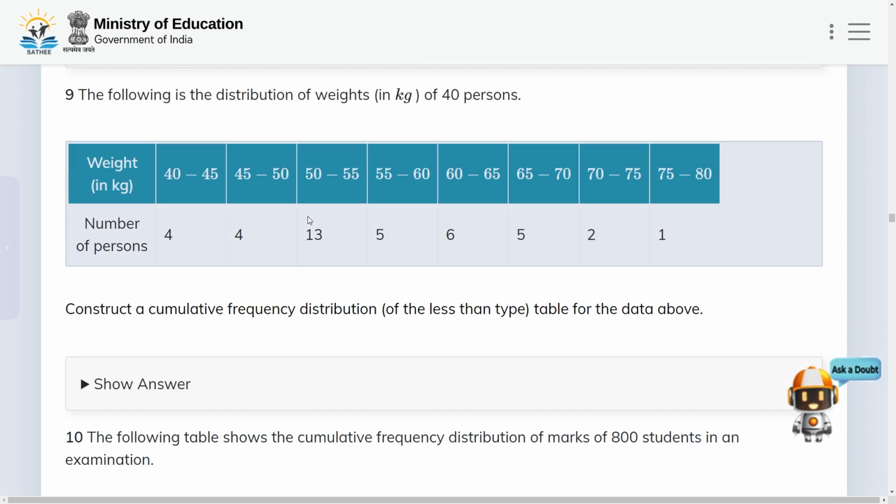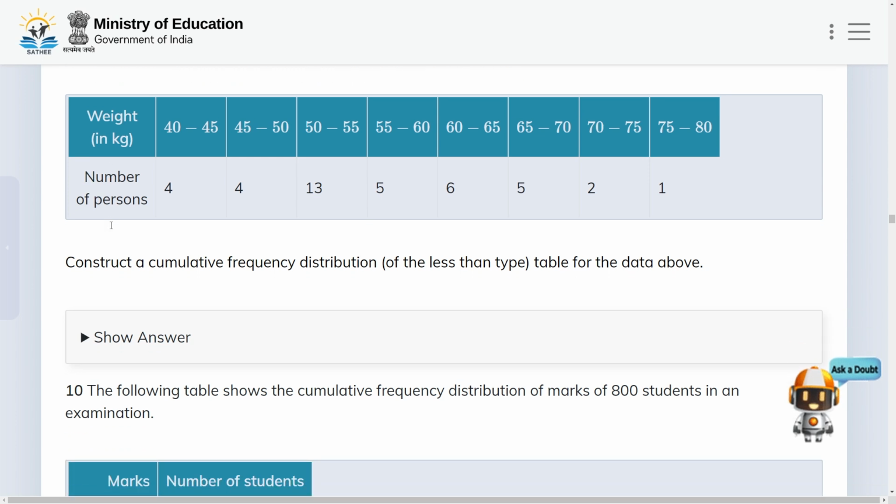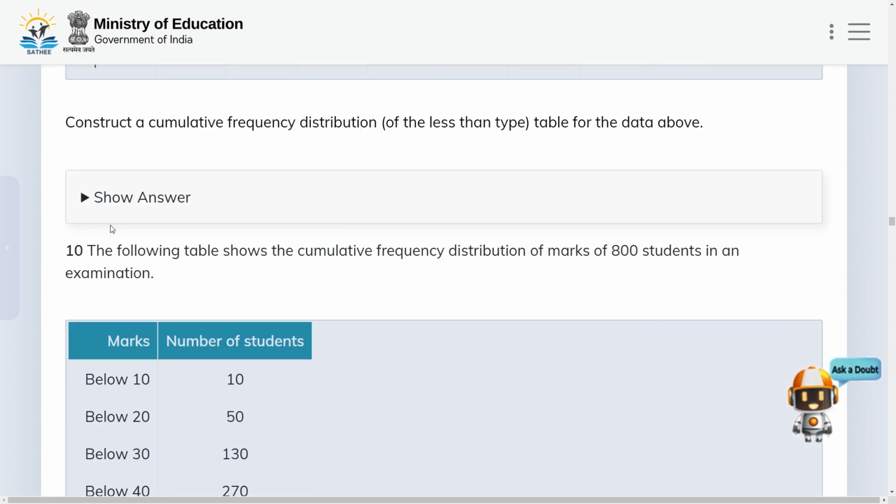Now let us move to the next problem. The following is the distribution of weights in kg of 40 persons. We are given the data in this table, and we have to construct a cumulative frequency distribution of the less than type table for the data above. So let us construct the cumulative frequency distribution table.